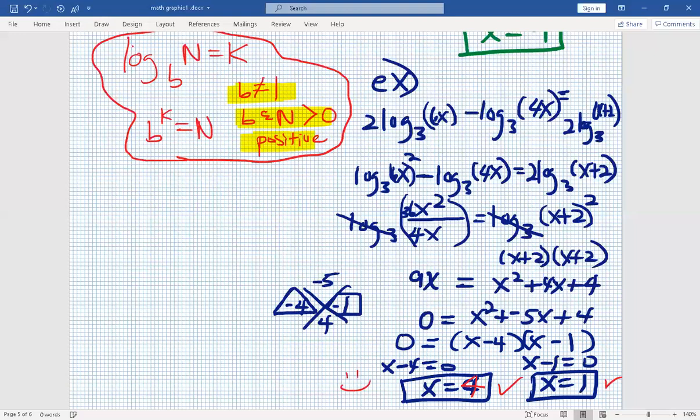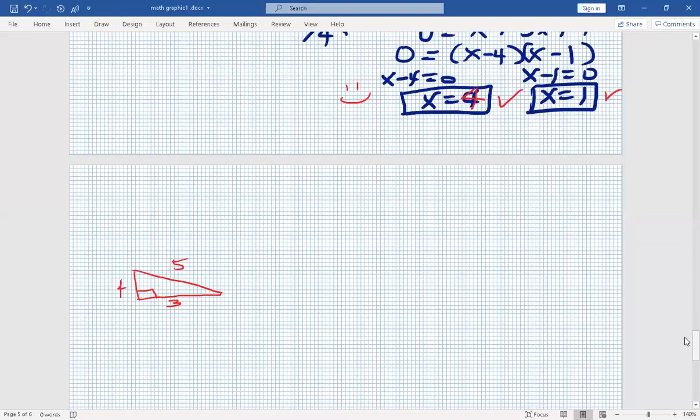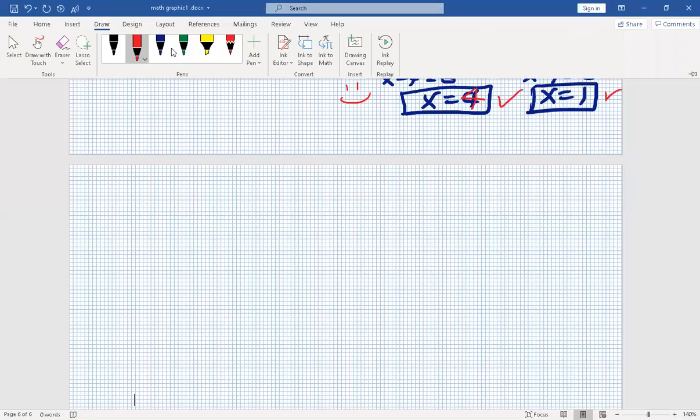Okay, now for the last challenging problem. This is the one that a lot of students have problems with, and let's go look at that one. So right here, this one is the most challenging one. Let me change the color back to blue again.